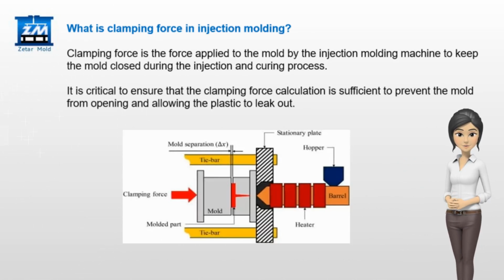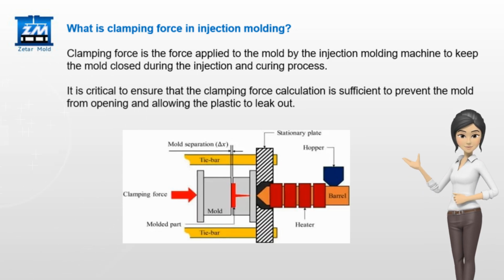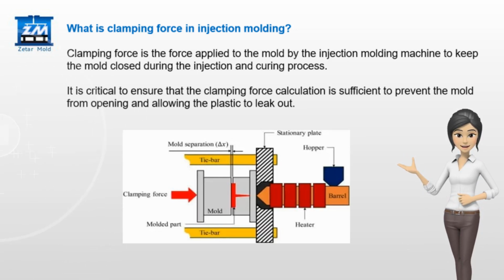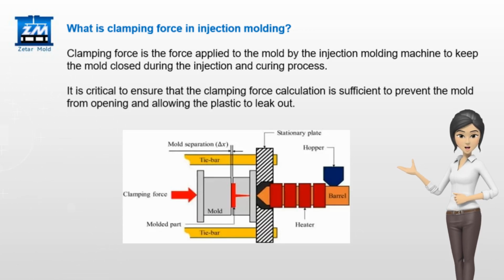Clamping force is the force applied to the mold by the injection molding machine to keep the mold closed during the injection and curing process. It is critical to ensure that the clamping force is sufficient to prevent the mold from opening and allowing the plastic to leak out.